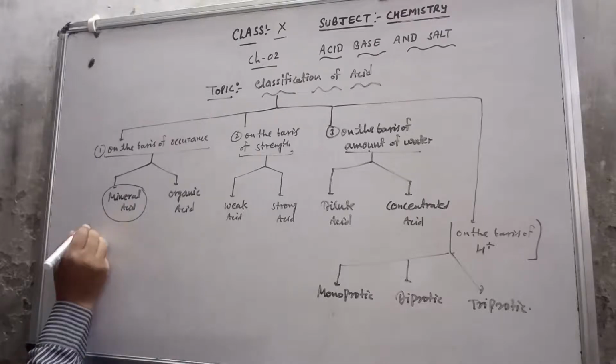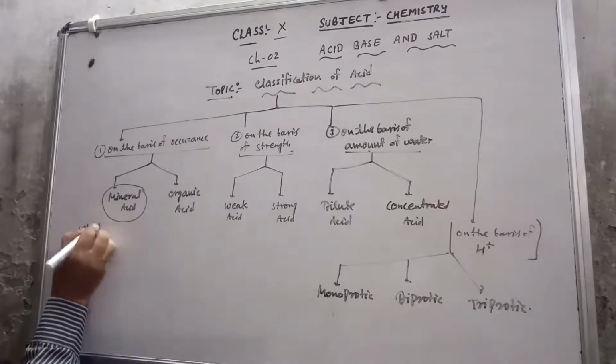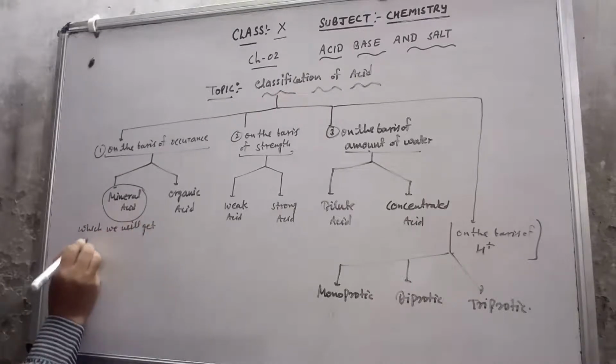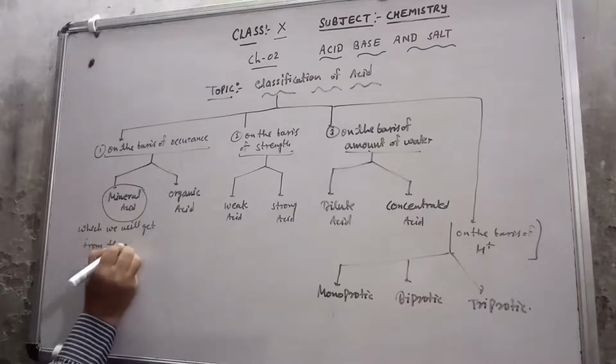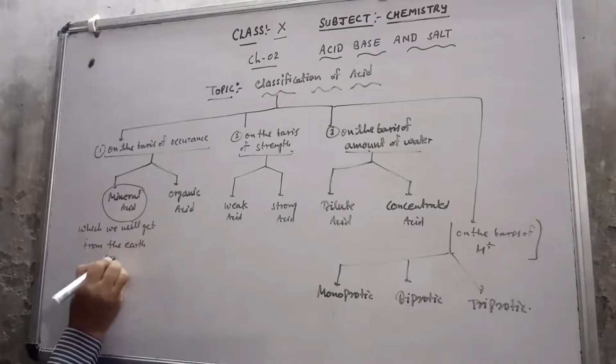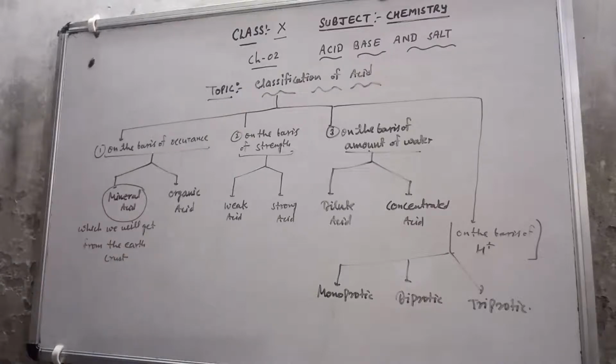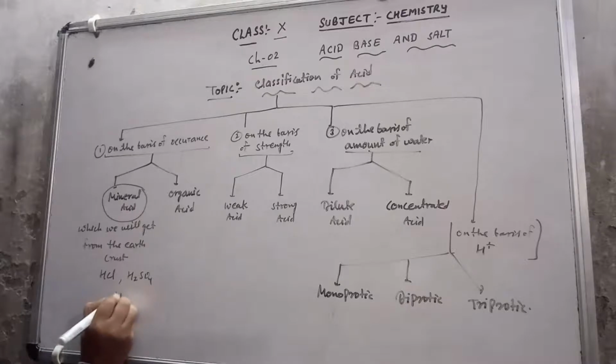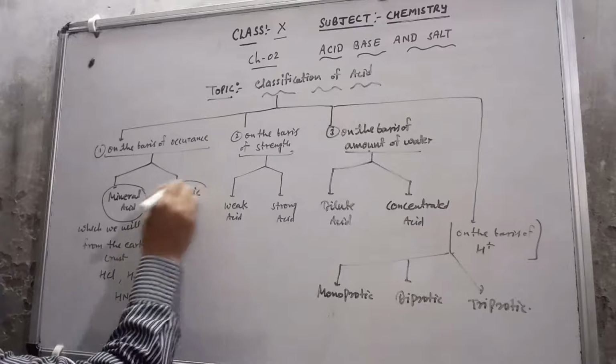Now if I discuss the mineral acids, what are mineral acids? The acids which we get from the earth crust, that means from the minerals, are called mineral acids. Like hydrochloric acid, HCl, this is a mineral acid. H2SO4, sulfuric acid, this is a mineral acid. HNO3, nitric acid, this is a mineral acid.